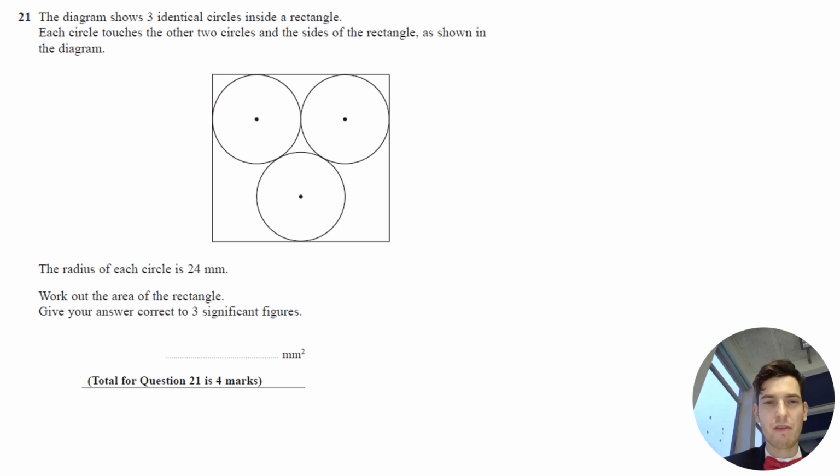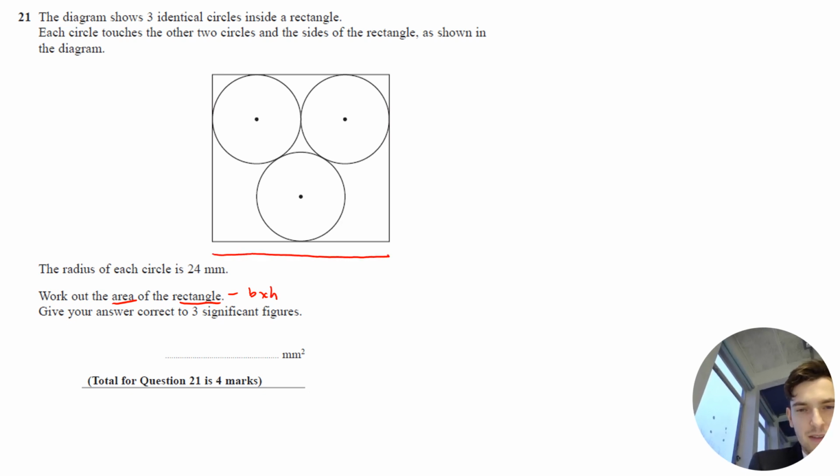Okay, question 21. 3 more questions to go. The diagram shows 3 identical circles inside a rectangle. The radius of each circle is 24, and I need to find out the area of the rectangle. Okay, so area of the rectangle, that's easy. I know it is the base times by the height. So I need to find the base multiplied by the height, and I'm going to be good.